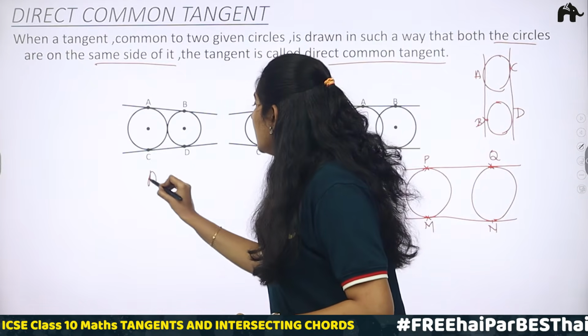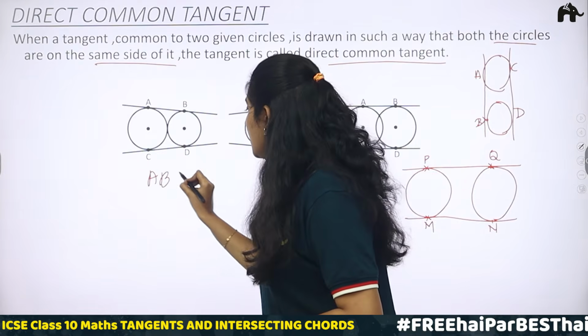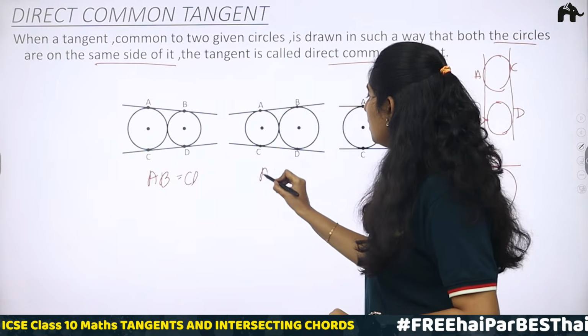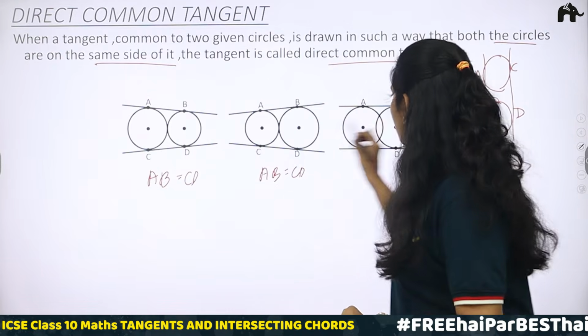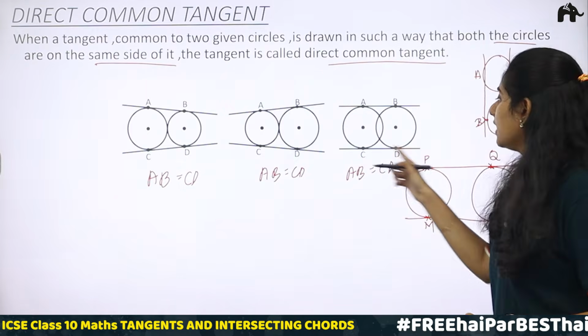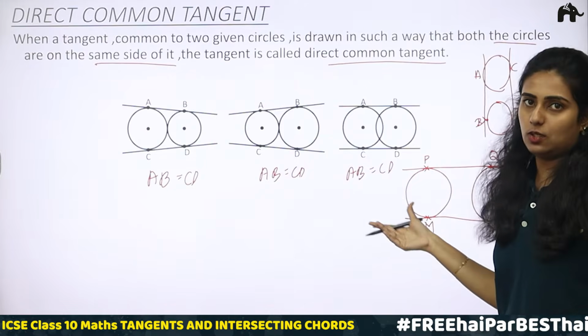That is, from this point A to this point B, the length is AB and this length CD will be equal. Here again, AB will be equal to CD. That is, the points of contact of the tangent with the circle, the length when measured will be equal.